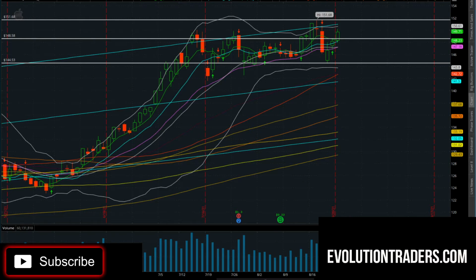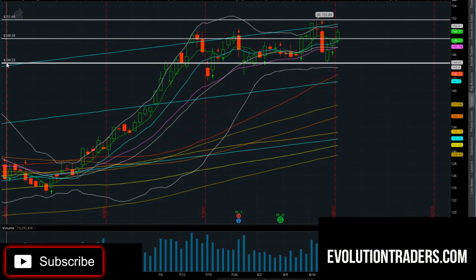But getting back into the video, you're going to need to learn a trading strategy. So take away all of these crazy colored lines that I have on my screen. Just imagine that they're not even there. The white lines are what I want you to focus on. So this 144.53, 148.58, 151.68, these are trend lines that I drew on my Thinkorswim platform here.